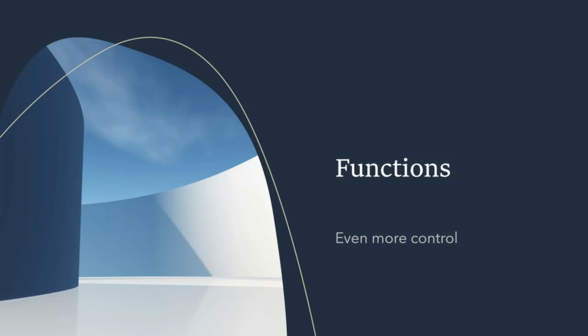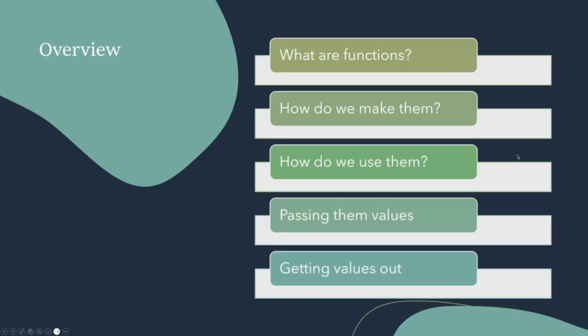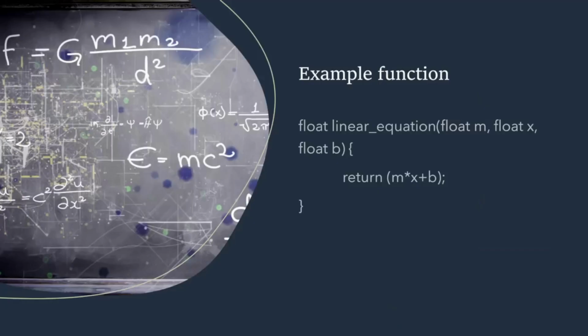So we've talked about variables and we've talked about conditional expressions. Now let's talk about functions. We're going to talk about what functions are, how we make them, how we write them, and how we use them. We can pass values to them and we can get values out. That's kind of the whole point of a function, is changing something or getting a new value.